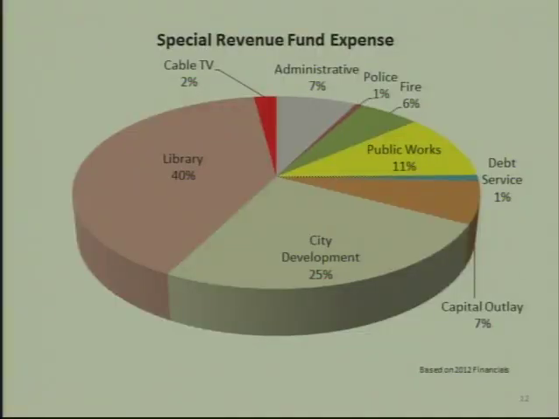Special revenue fund expense. We've got the library, which represents 40% of special revenue funds, city development 25%, debt service is 1%, public works 11%, cable TV is 2%, admin is 7%, police is 1%, and fire is 6%. For city development, there's roughly, Jim, about... I'm sorry, just to slow you down for a sec.